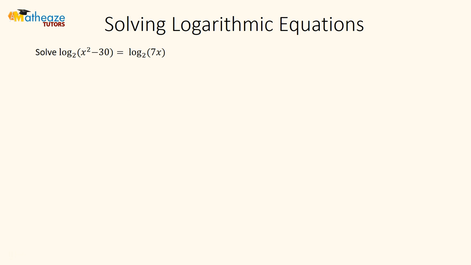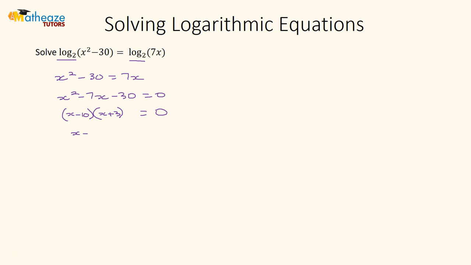Let's apply the same thing here. We have the same log and the base here. So x squared minus 30 equal to 7x. Let's rearrange. We have x squared minus 7x minus 30 equal to 0. So let's factor this. We're going to have x minus 10, x plus 3 equal to 0.